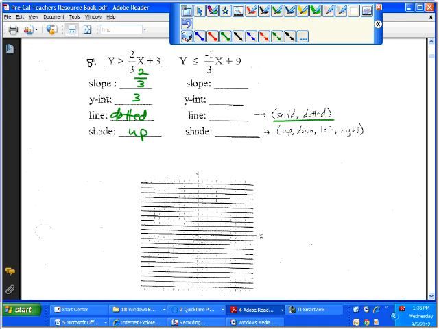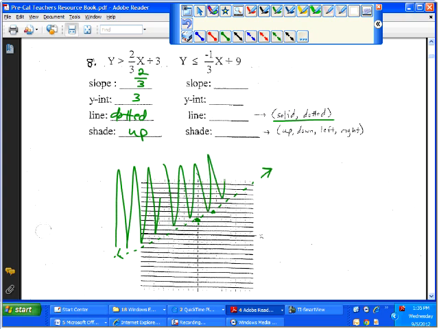Let's go ahead and do that one. The y-intercept is 3. We're going to go up 2, right 3. It's going to be a dotted line. And we're going to shade up. Understand that?